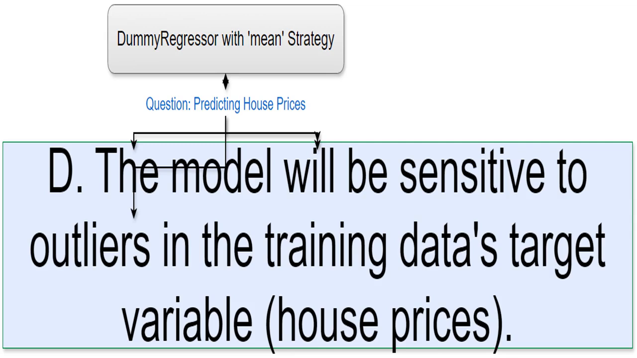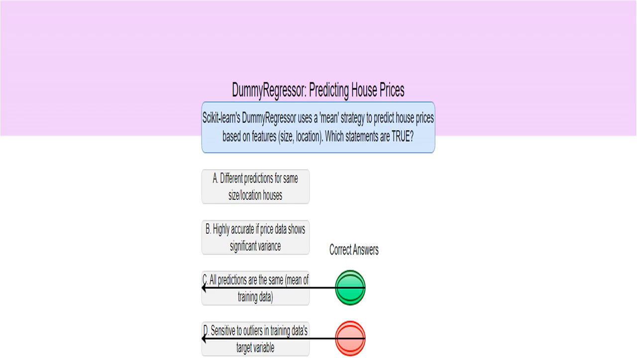This is also true. Because the model's prediction is just the average, a single very high or very low house price, an outlier, can significantly change the average and affect all the predictions. For example, if you have many houses priced around $500,000, and one house priced at $10 million, the average will be much higher than it would be without that outlier, and it will skew the predictions for all houses in the dataset.